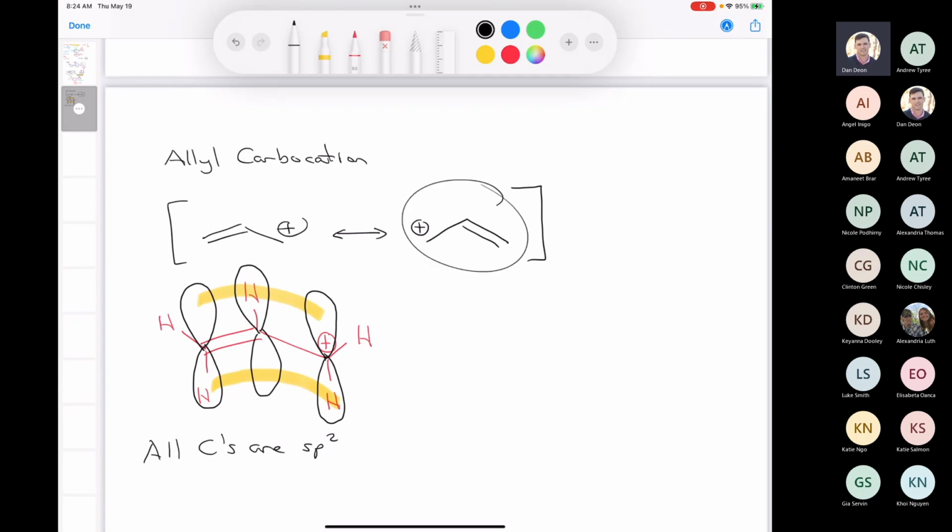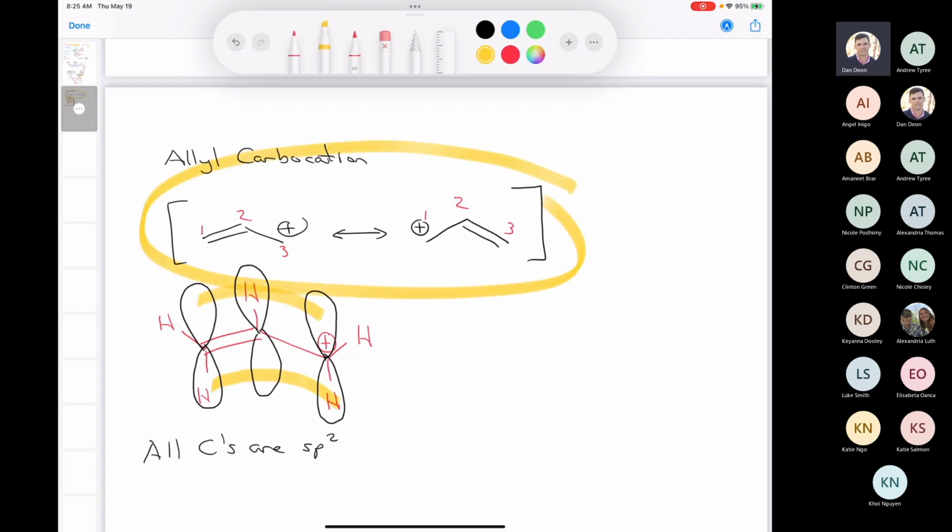Well, that's not true, because if I number the carbons, 1, 2, 3, 1, 2, 3, then we can see that the pi bond in the first structure is located between carbons 1 and 2. The positive charge is on carbon 3, and you can see that the positive charge and the pi bond have switched places in the second structure. Now, again, the resonance structures that we show here, the allyl carbocation, is not vibrating between these 2. It's not that the electrons are vibrating between the 2. That's not what's going on here.